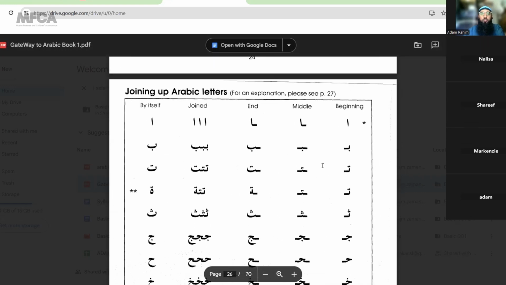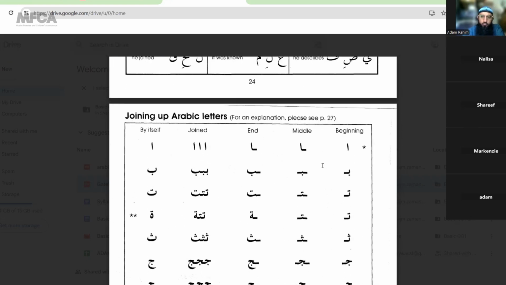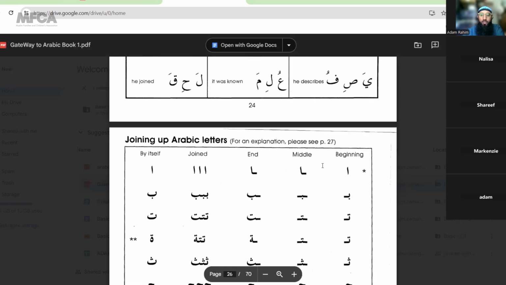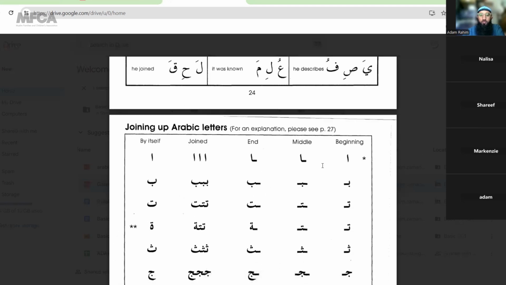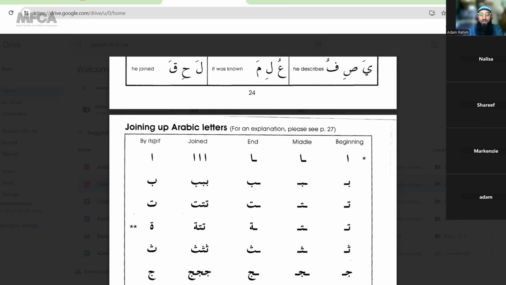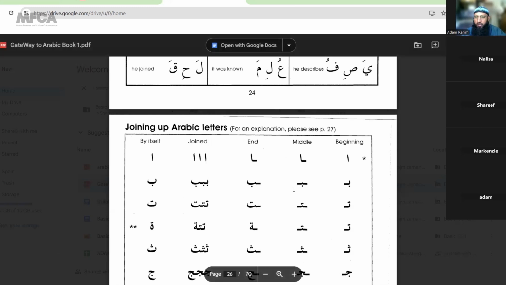Great. If you see on this page here, as Sister Melissa mentioned, on page 25, we have these letters in 5 different columns. We have the beginning, the middle, the end, joined, and then by itself, right? So they gave you 5 different ways to show you different scenarios. The beginning, the middle, the end, and then they showed you how it would look joined and how it would look by itself. Now, if we take a look here, you see that certain letters have an asterisk next to them.